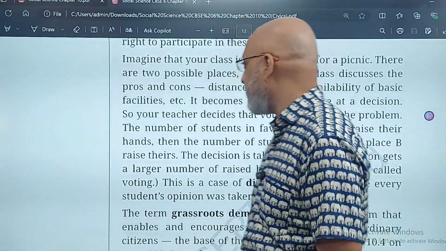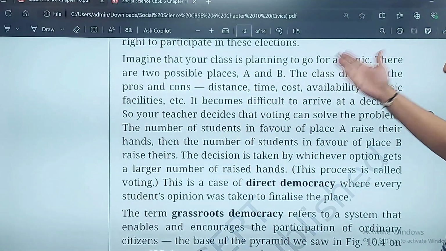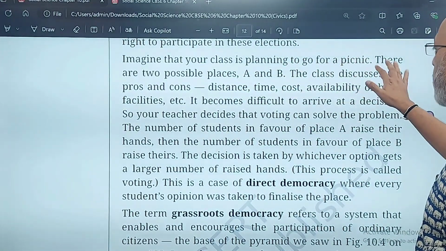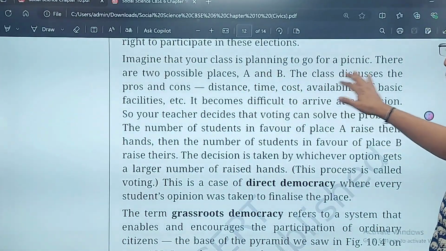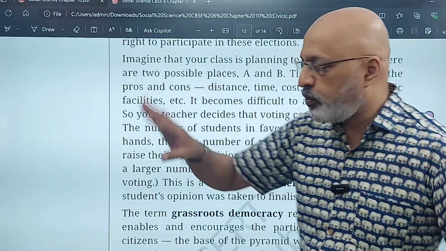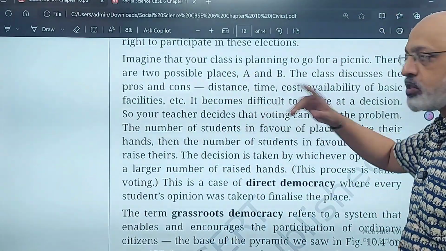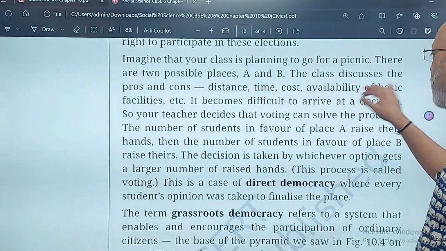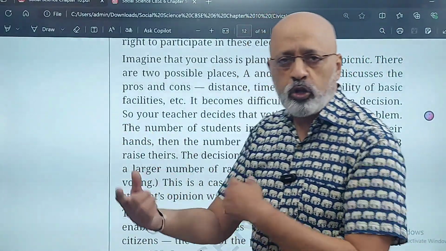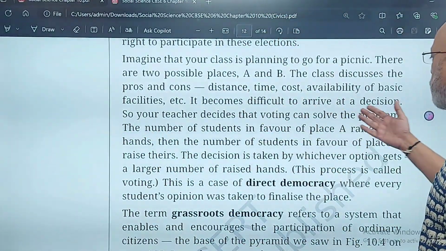Every vote matters. So again स्कूल के लेवल का एग्जांपल दिया है that your class is planning to go for a picnic. There are two possible places, A and B. The class discusses the pros and cons, means advantages and disadvantages of both, going to both places, the distance from the school, the time, cost, availability of basic facilities. वहां पे boating कर सकते हैं, वहां पे खाने को मिलेगा, all those kind of things. Okay, it becomes difficult to arrive at a decision.